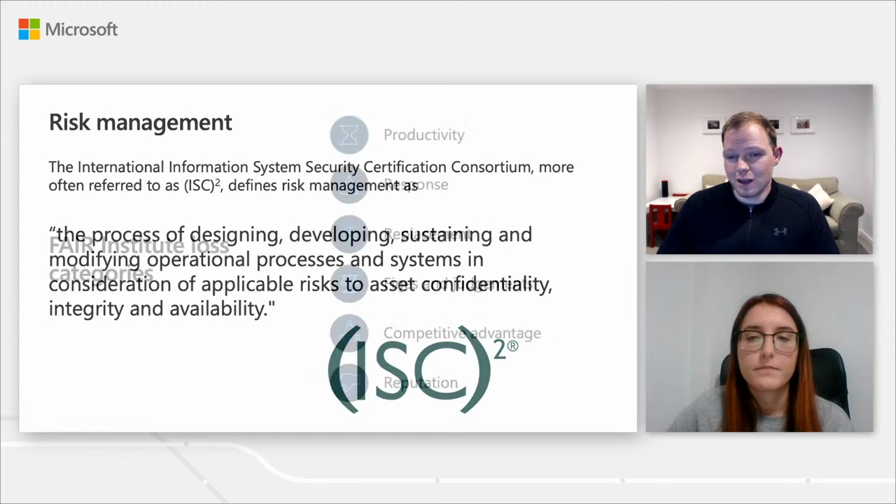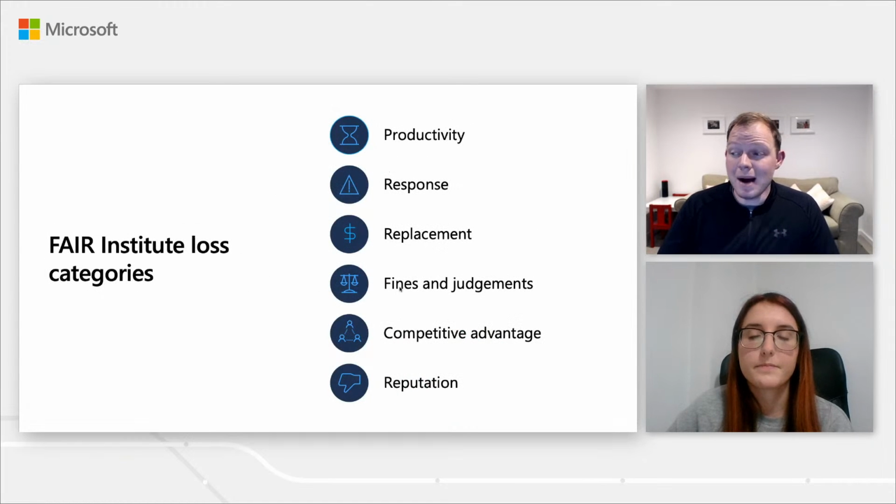So another organization, which is much easier to pronounce, is called the FAIR Institute. This stands for Factor Analysis of Information Risk, and they group loss into these 6 different categories.